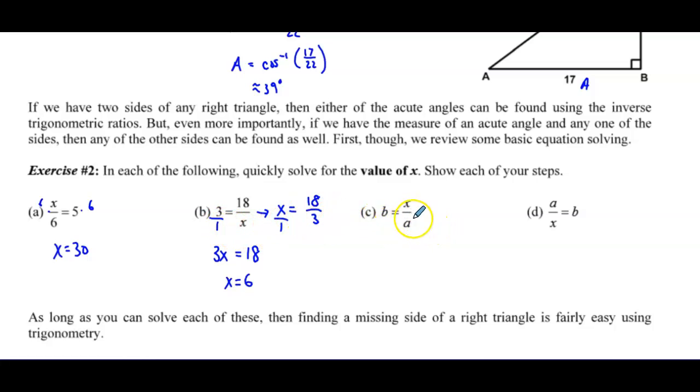All right, for part C, I'm dividing by a. So if I want to solve for x, I can multiply both sides by a, and x would equal b times a. And again, x is on the bottom here, so if I just switch these, then x would equal a over b.